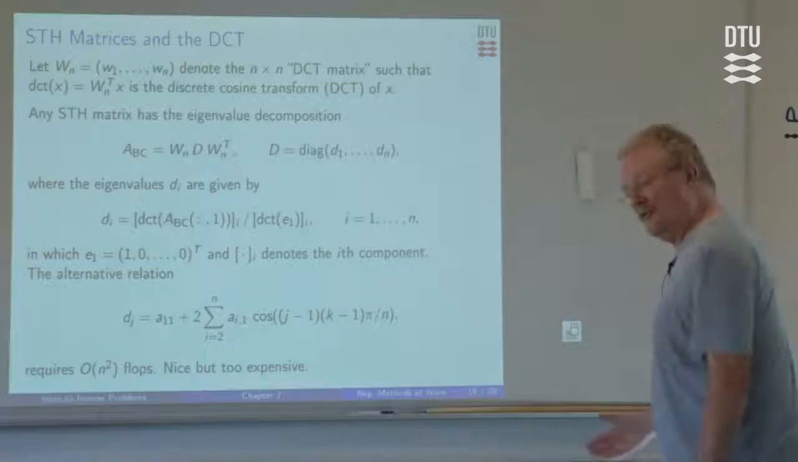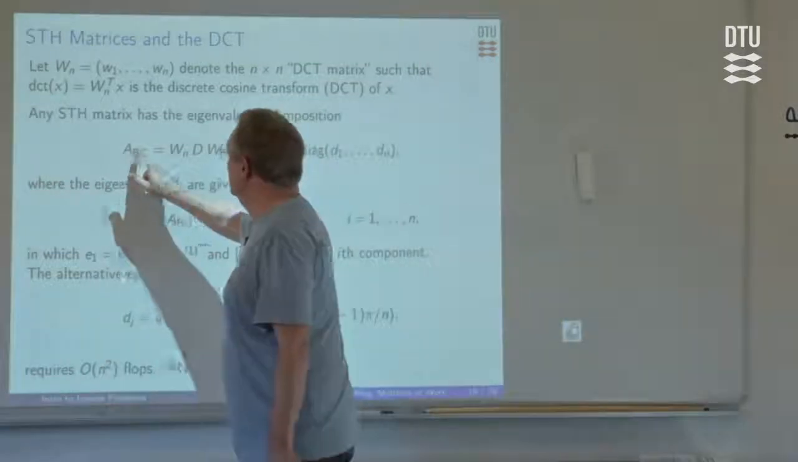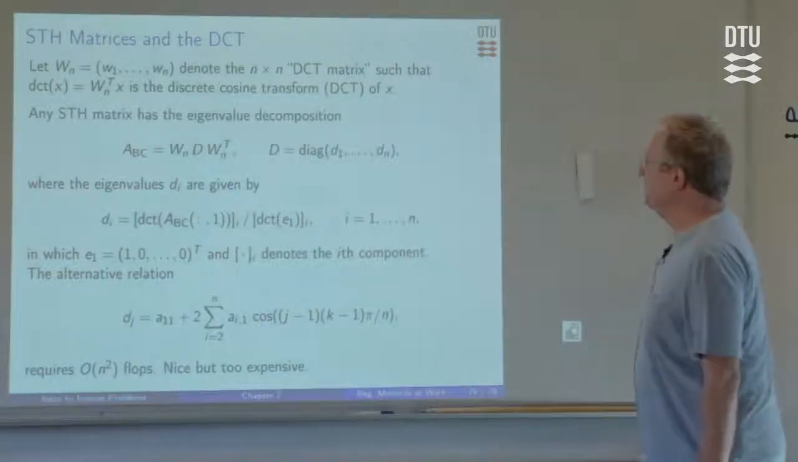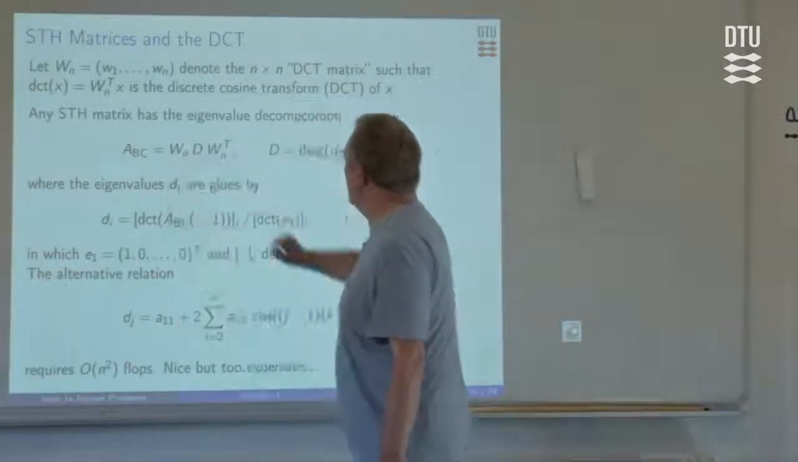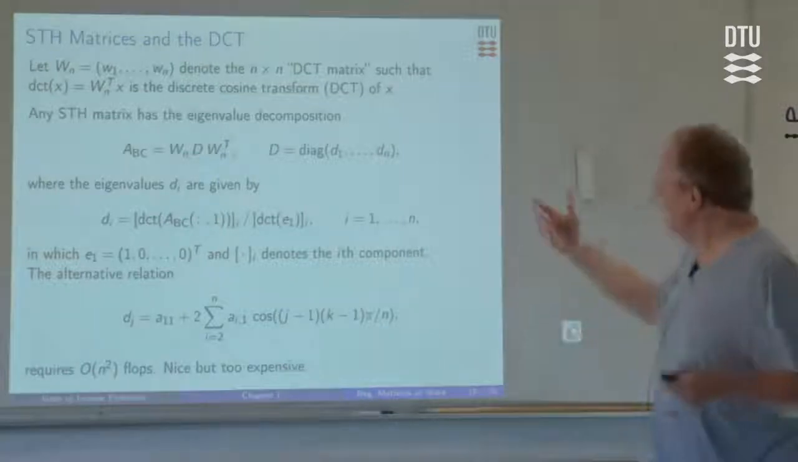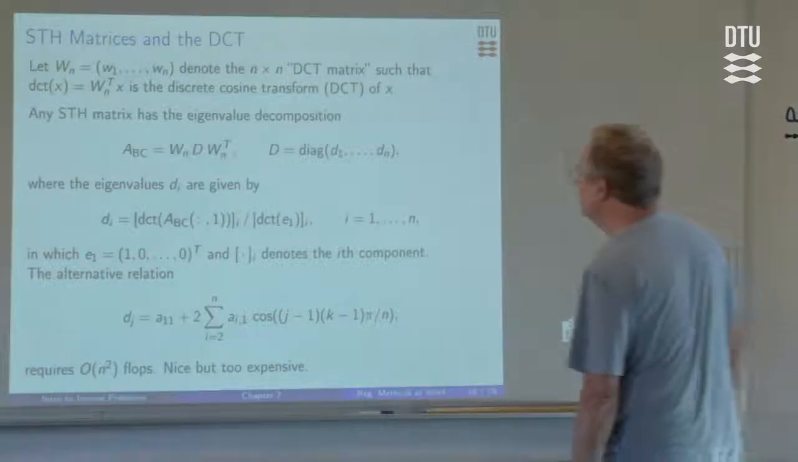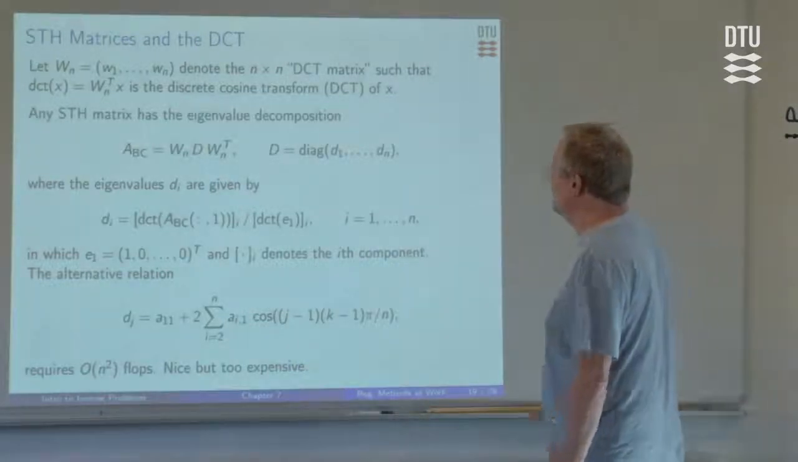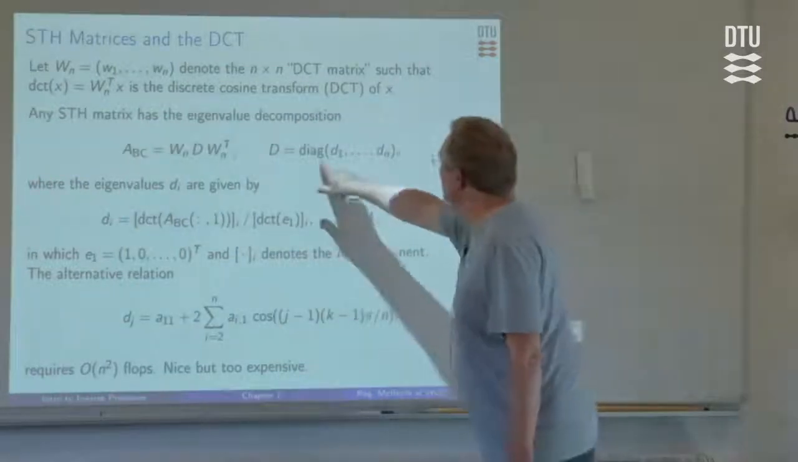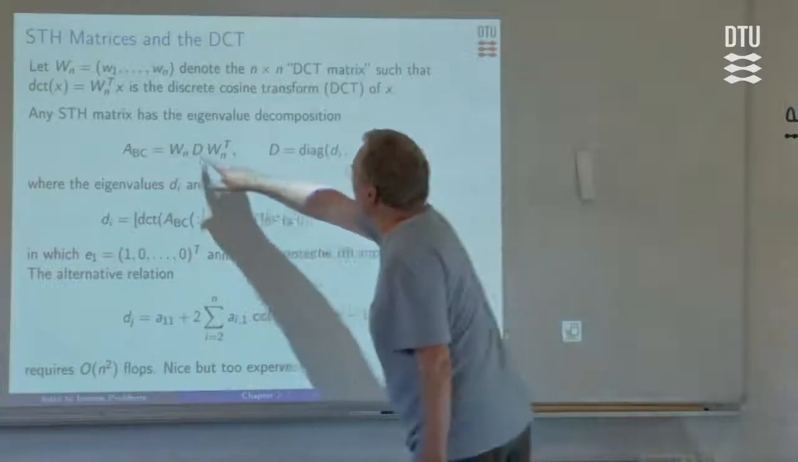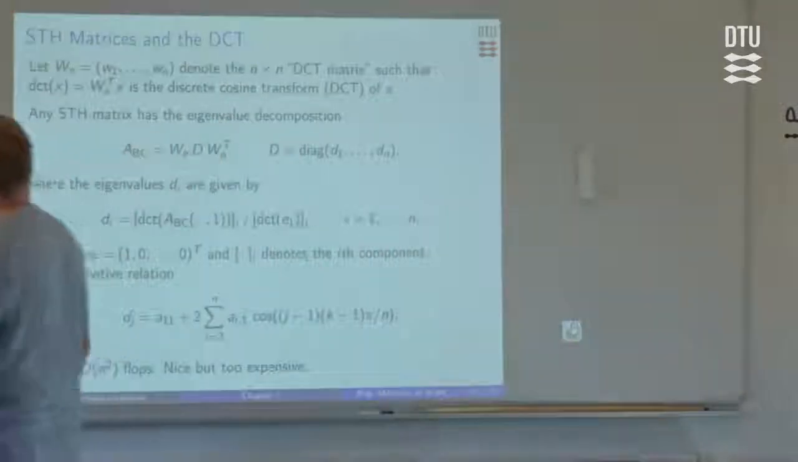Now one interesting thing here is really that all STH matrices, all matrices that are symmetric Toeplitz plus Hankel, have the same eigenvectors. Because you see, this matrix here only depends on the size of the matrix, but not on the actual elements in A. Isn't that amazing? So where does that freedom go? Of course you can choose any A that is STH. Well, that goes into the eigenvalues. What you have here in the middle are the eigenvalues that you can compute in this fashion here. So that is actually quite nice.